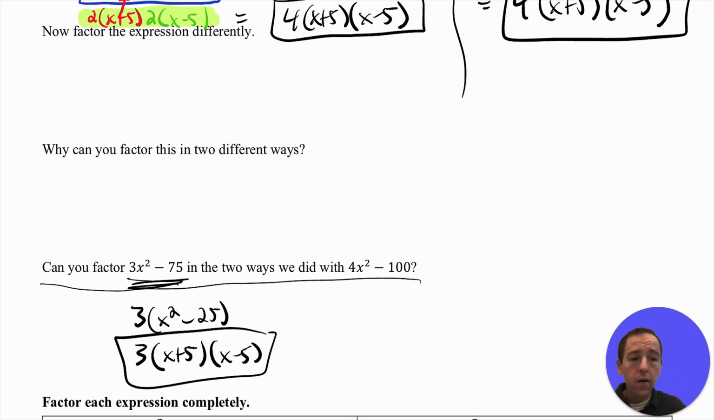So if we think about the other way, meaning we don't take out the GCF first, I don't think we can because 3 is not really a perfect square, right? And the same thing with 75, right? So we can't really do it the other way with that particular expression that we're dealing with there.